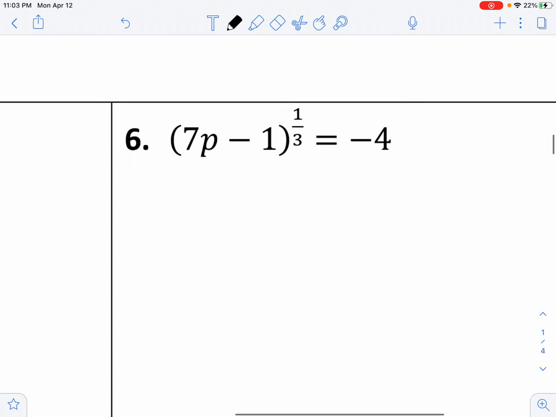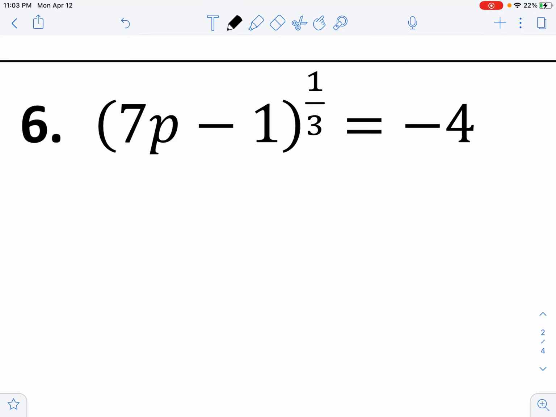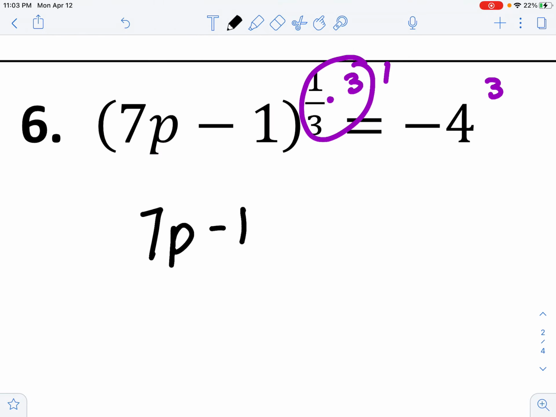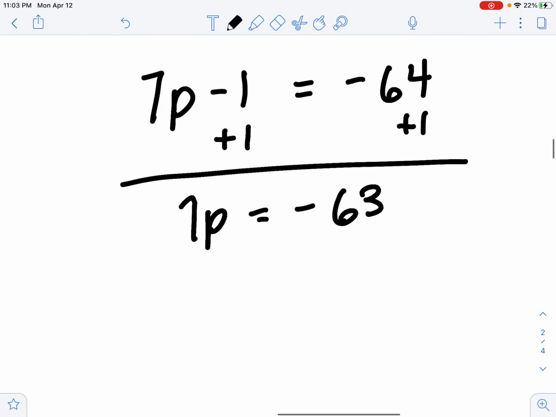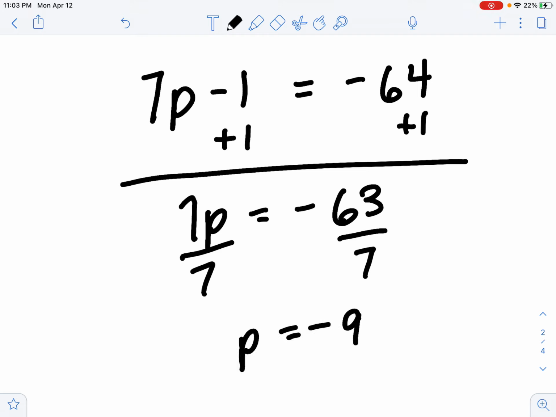Number 6, same thing. You could rewrite it in cube root form, or you could just raise both sides of the equation to the third power. 1/3 times 3 is 1. So now on the left, we just have 7p minus 1 to the first power. So we don't need to write that. We can just write 7p minus 1. And then negative 4 to the third power is negative 64. Then to solve for p, just add 1 to both sides to get 7p equals negative 63. And divide both sides by 7 to get p equals negative 9.